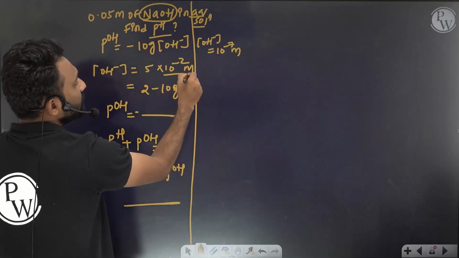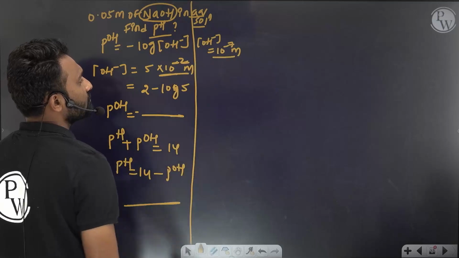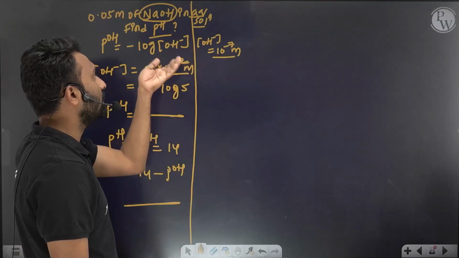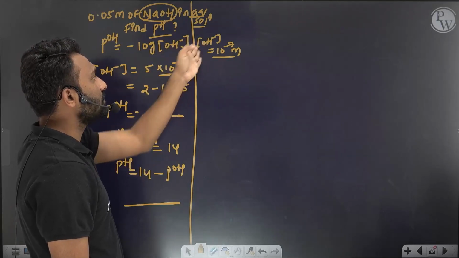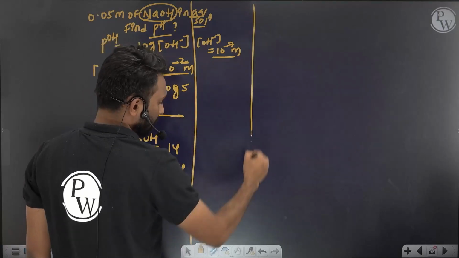In comparison with 10 to the power minus 2, 10 to the power minus 7 molar is very negligible. That is why we are not taking the concentration of OH minus ion. Now this question, you see, this question is very, very important.